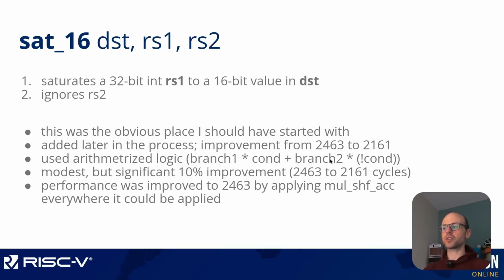This resulted in a modest but significant improvement of 10%, and if you wonder how I got to this 2,500 cycles before I reached this optimization, it is by applying the first instruction I talked about, multiply, shift, accumulate, everywhere it could be applied. That dropped the cycles from about 5,000 to 2,500, so another 2x improvement. And this is because this is just a very common instruction in this application code.